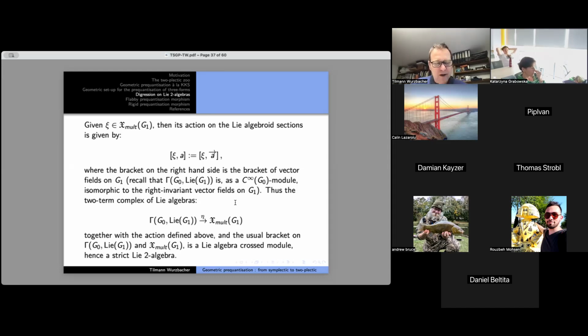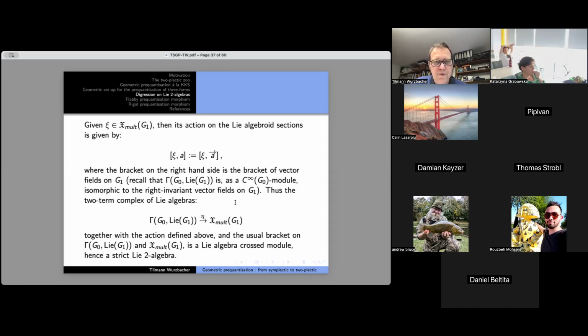I don't know who created this construction. I think Ping Xu and Mackenzie defined multiplicative vector fields many years ago. Well, they were not the first, but I'm not good in the history. And in this construction, several people were involved. I remember that Camille was maybe involved, but I don't know who was exactly involved. I'm not an expert in the history of this subject.